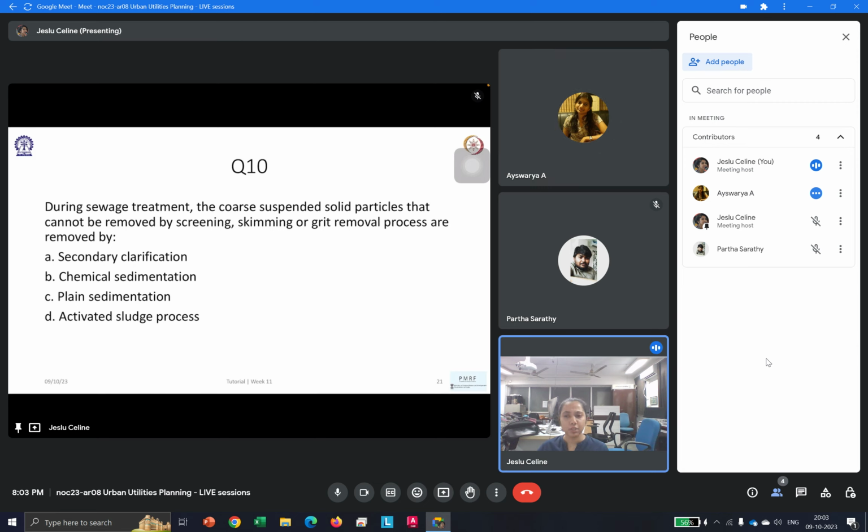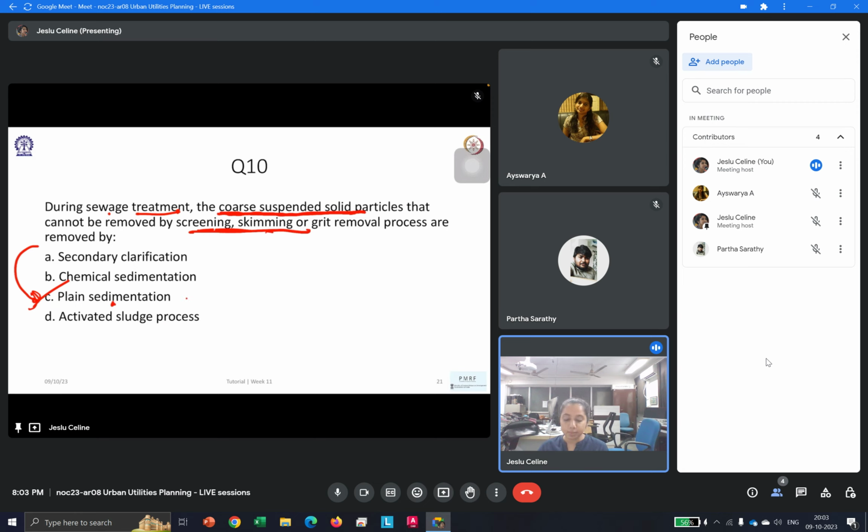Activated sludge process can be used, yes, but it's a more advanced method. Let's look at the question. We are talking about sewage treatment. Plain sedimentation, ma'am. Plain sedimentation, very good. You're talking about coarse suspended solid particles. These are the initial ones: screening, skimming, or grit removal. If these don't work, the next one we need to go with first is plain sedimentation.